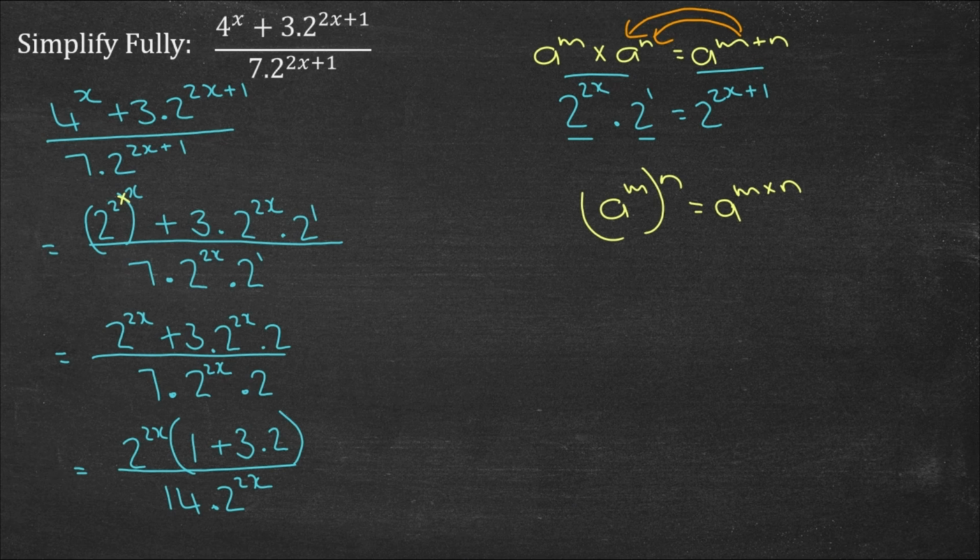And is there anything that I can cancel? Yes, I can cancel this factor and this factor. So what is left over? In the numerator, we have 3 times 2 is 6 plus 1 gives us 7. And in the denominator, we have 14. Let's simplify this even further. Both of these are divisible by 7. That means I'm left with a half.